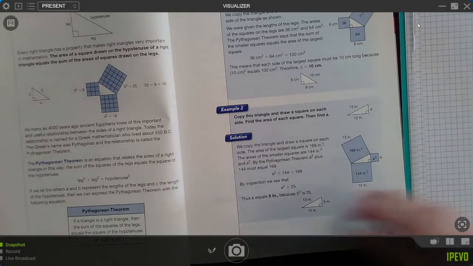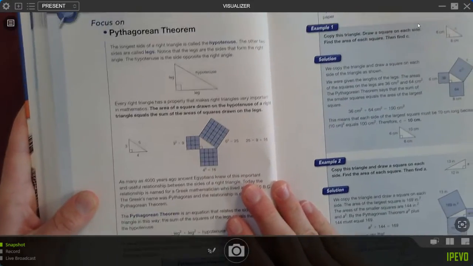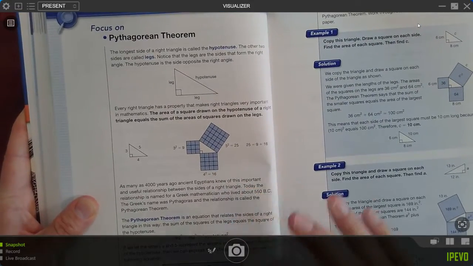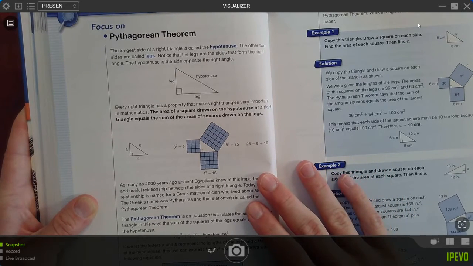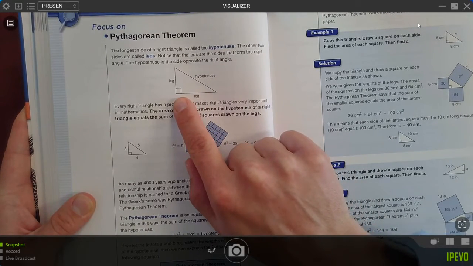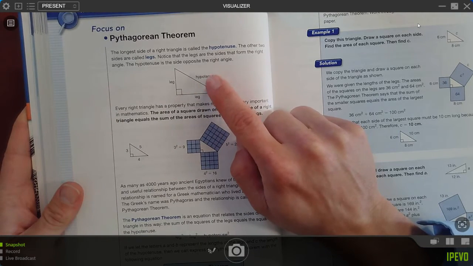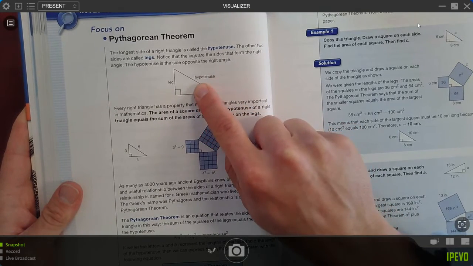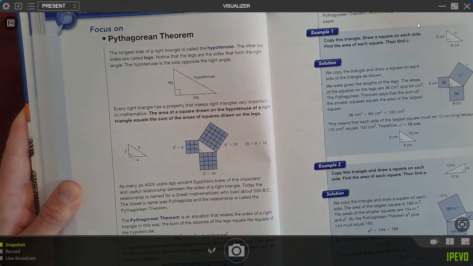So let's go ahead and talk about the Pythagorean theorem and your investigation too. The Pythagorean theorem is clutch, okay? And it is all based around right triangles. So you need to know a right triangle. It goes a little into the hypotenuse like I talked about last time, okay? The hypotenuse is opposite the right angle, okay? And the legs are the two sides that are touching that right angle, okay?